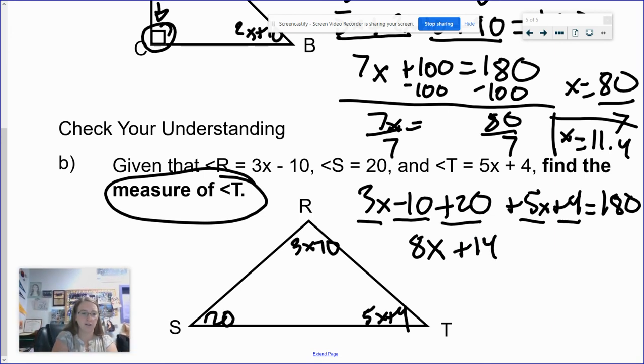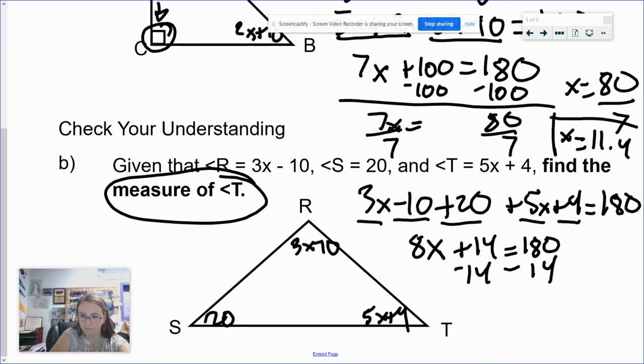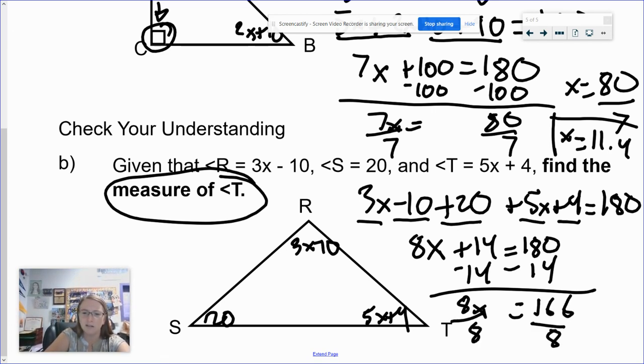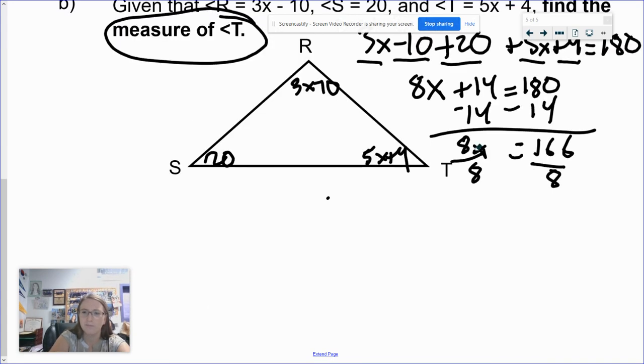Try it in your calculator. Negative 10 plus 20 plus 4. That's a positive 14. I'm going to subtract the 14. We got 8x equals 180 minus 14. Whoops, 166. And again, I don't think this is going to come out evenly. We divide by 8. X equals, I'm going to go ahead and get this as a decimal for a reason, 20.75.